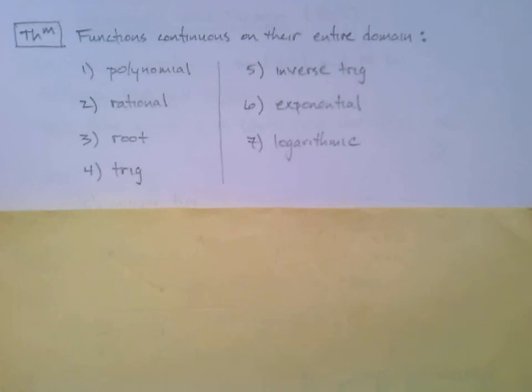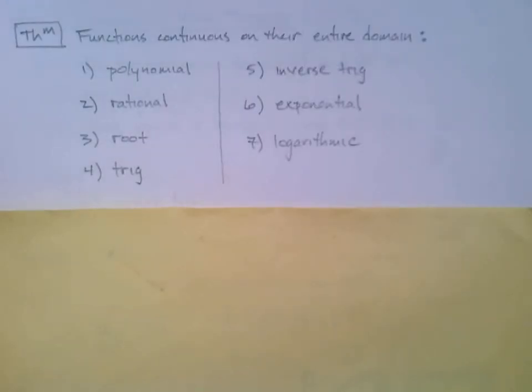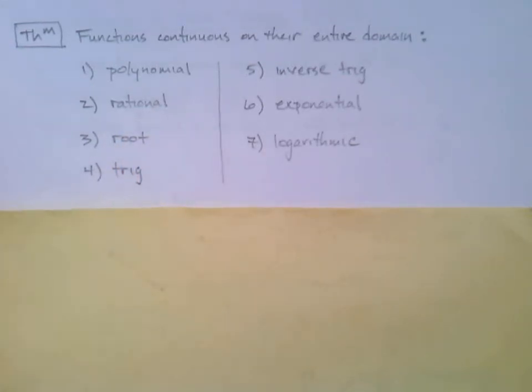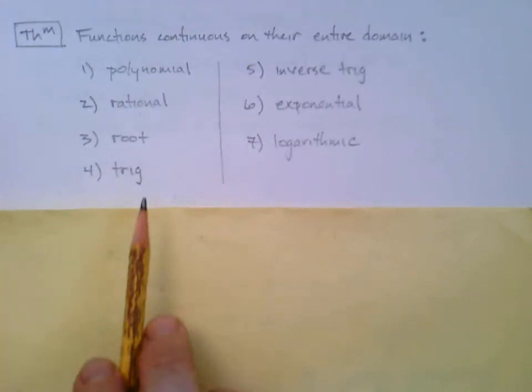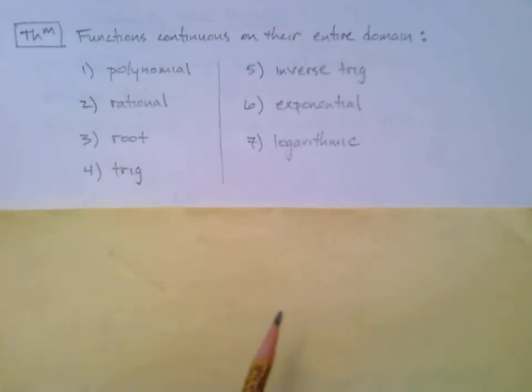And so let me speak to that just for a moment. You might be thinking, hey, wait a second. We had a rational function in an earlier example, and that rational function had a hole and a vertical asymptote. So how can you come in and say all rational functions are continuous on their entire domain? Also, the trig functions, right? We know tangent has vertical asymptotes. What's up with that? Those aren't continuities, right?